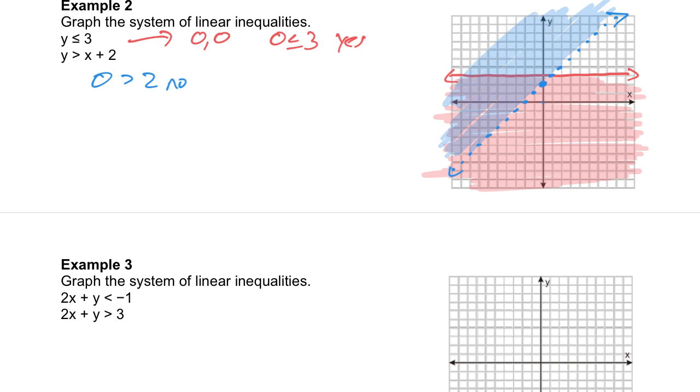Where our overlapping happens is our solution. So our solution is actually this area right here where the two shading spots overlap. I'm going to do that in a different color. So there's my solution area right there.